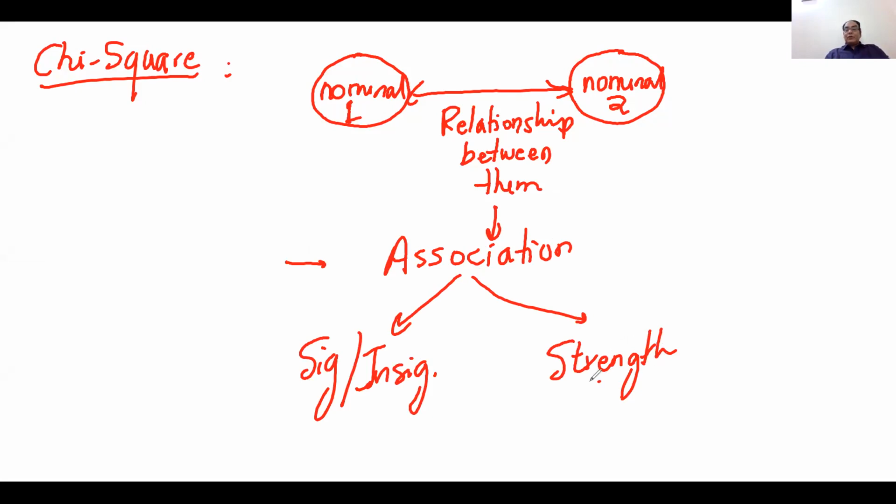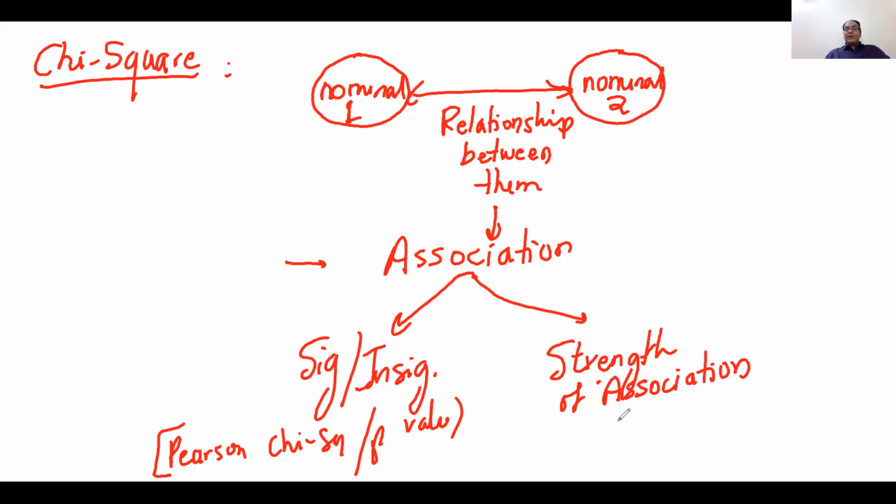So we have to analyze the strength of association as well as whether it is significant or insignificant. To find out significant or insignificant, we use the Pearson chi-square statistic and its p-value. And the strength of the association is analyzed by a test called Kramer's V test. So this is the basic idea about the chi-square.